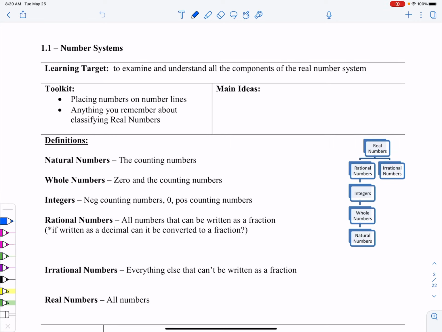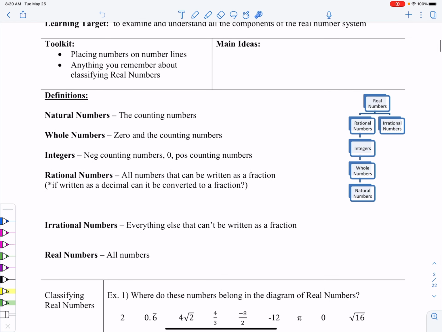Today we're going to be looking at section 1.1, number systems. Our learning target is to examine and understand all components of the real number system. So we have some definitions to start with.